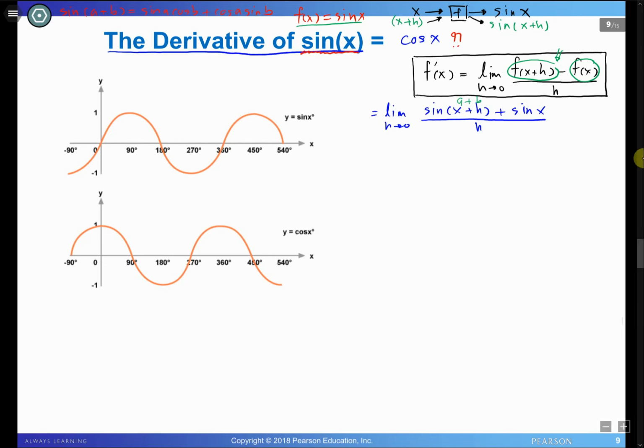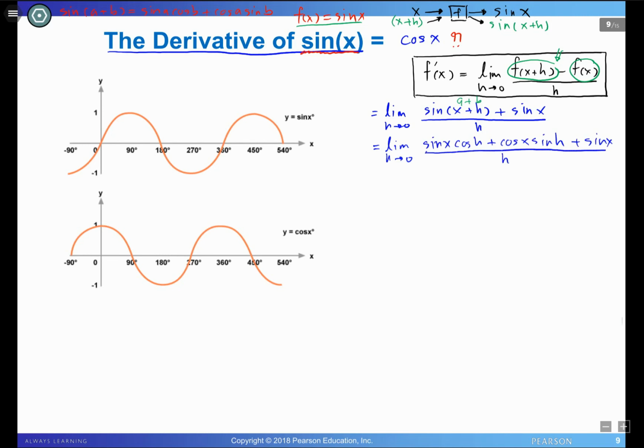So with this, we are going to have this same limit again. It's going to be a lot of writing on this slide. h goes to 0. Now sine of a plus b, we are going to get sine a cosine b. Sine a, which is sine x, cosine b, which is cosine h, plus cosine a, cosine x, and sine b, sine h. Alright, the last term is still the same, sine x. Divide this by this h.